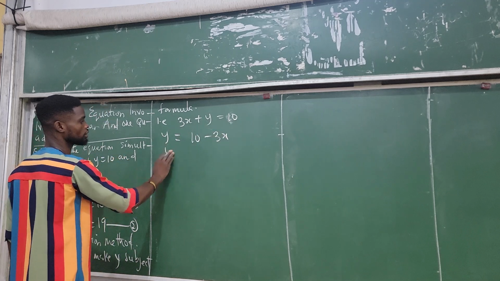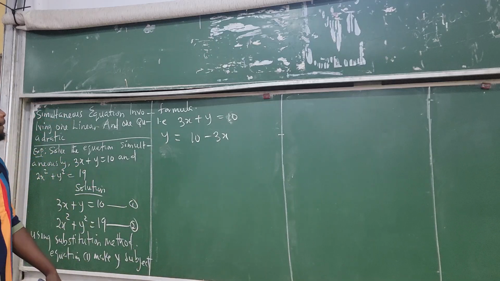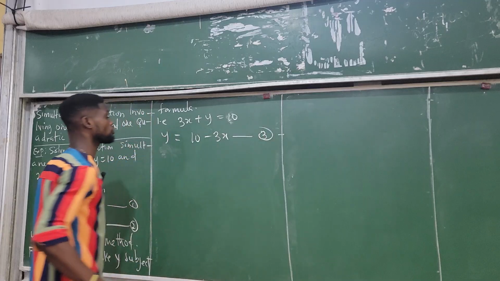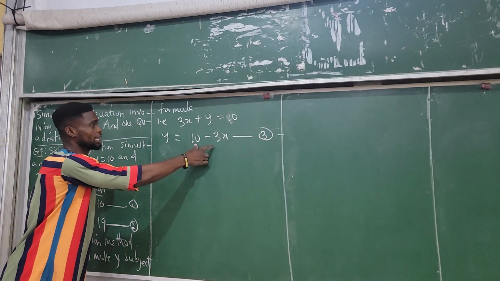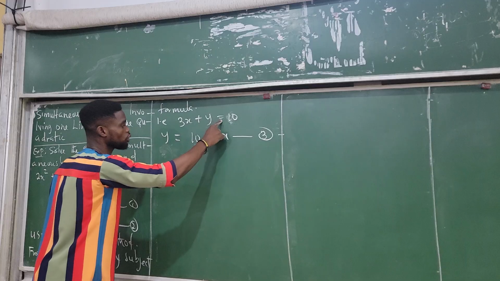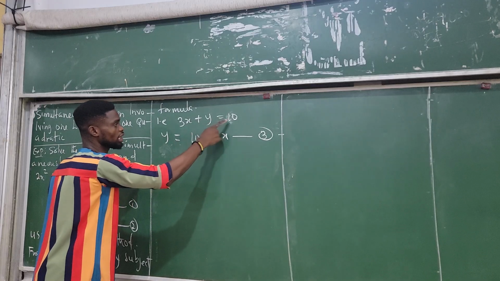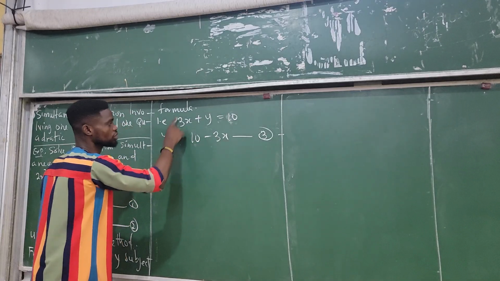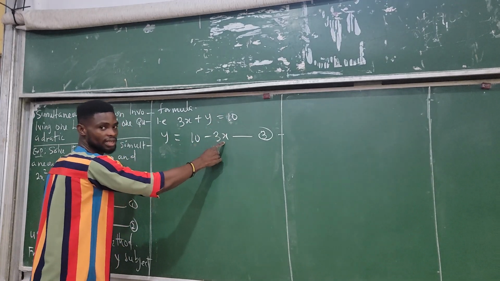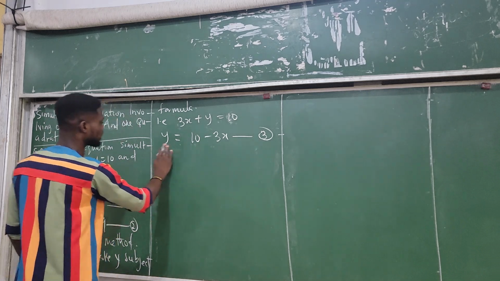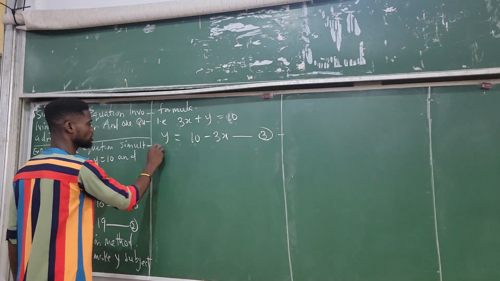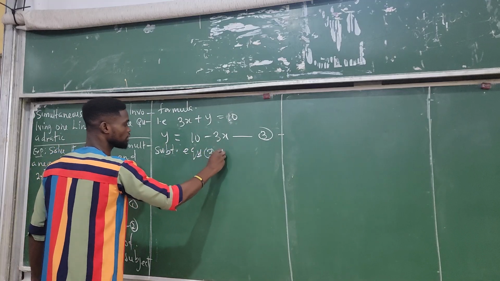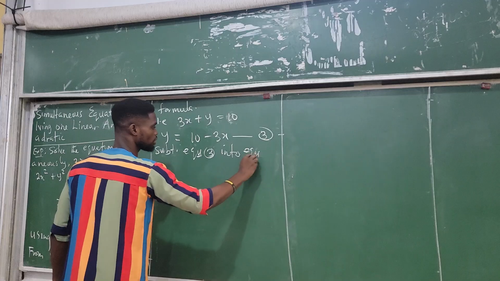So, call this equation 3. We make y the subject. After y, we have the equal sign, and after the equal sign we have 10. This 3x is a positive 3x, and when it crosses the equal sign, it becomes negative 3x. So, equation 3. Now substitute equation 3 into equation 2.